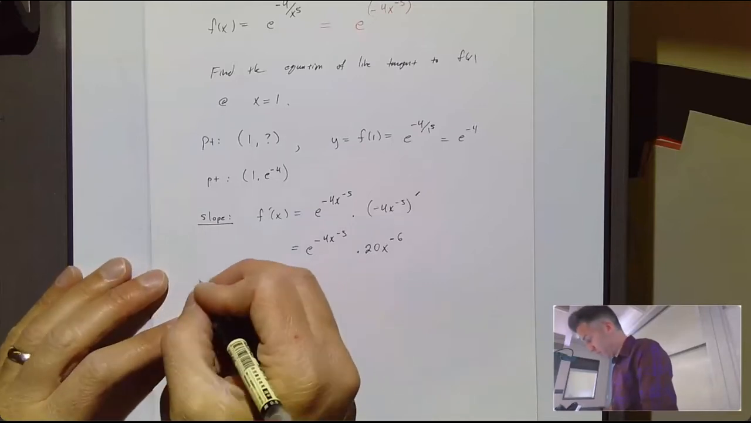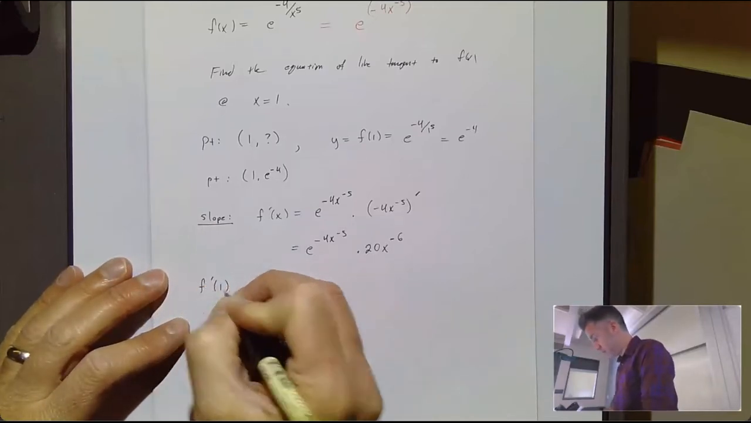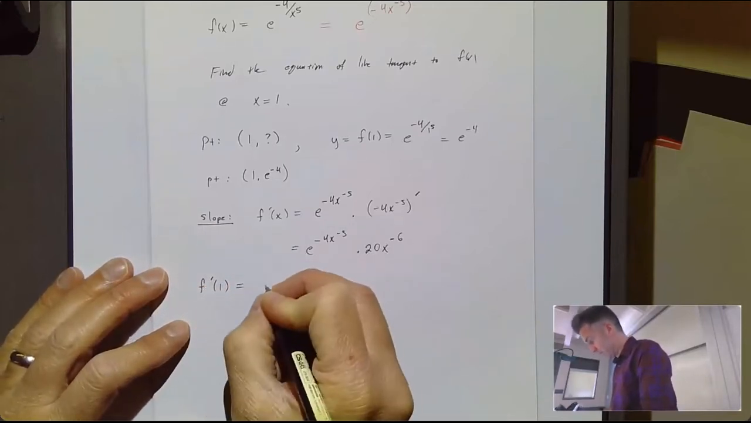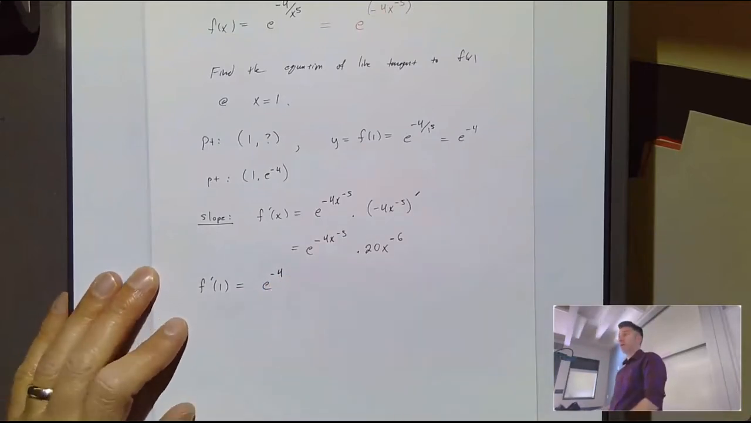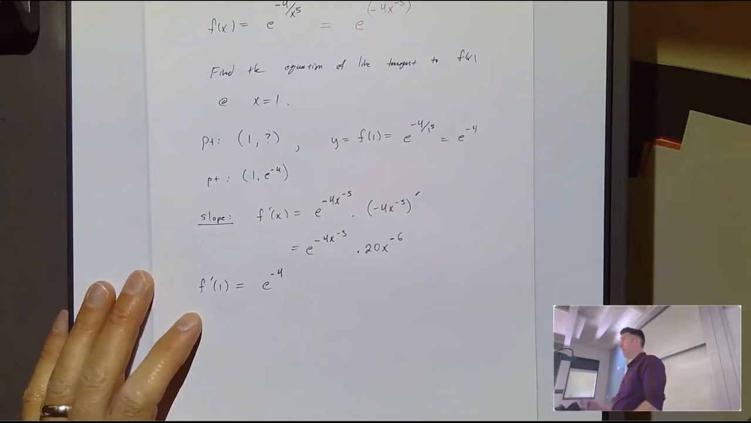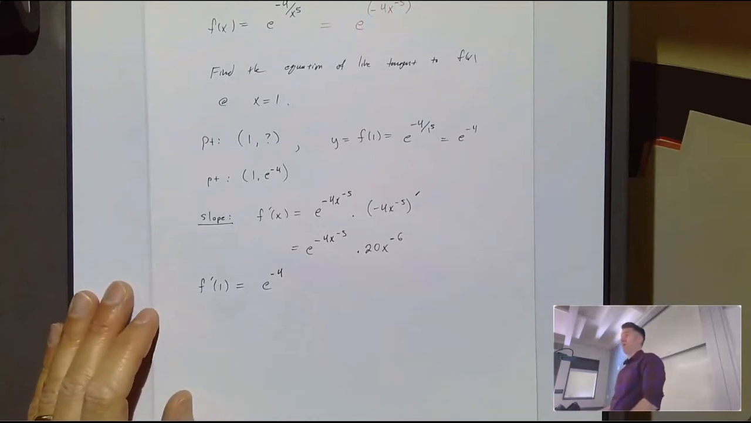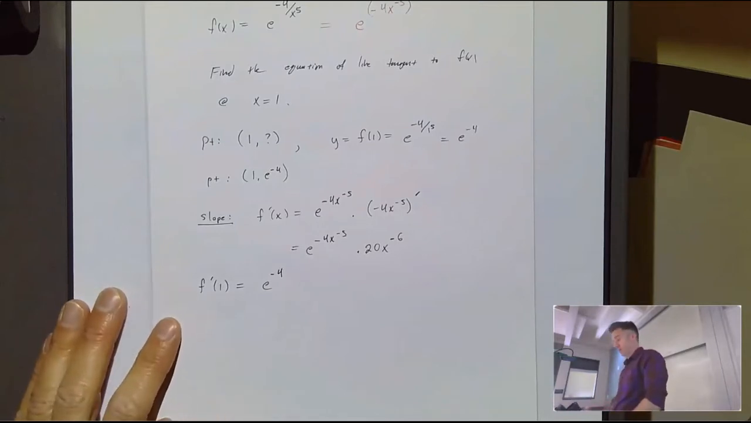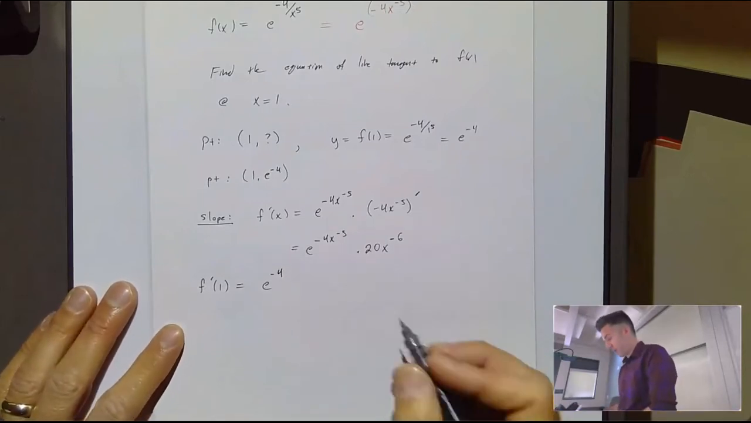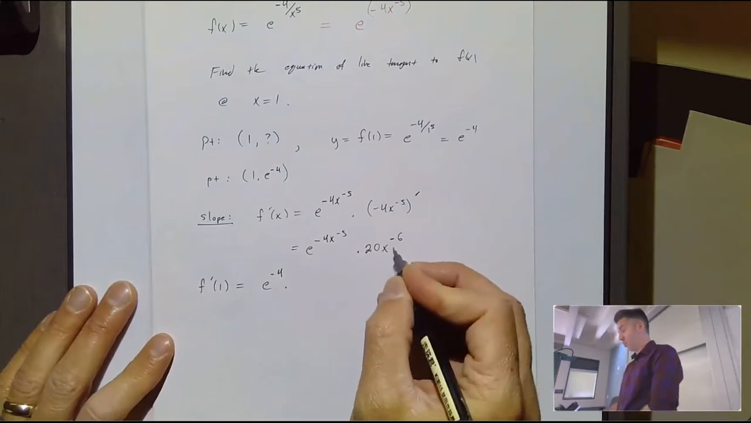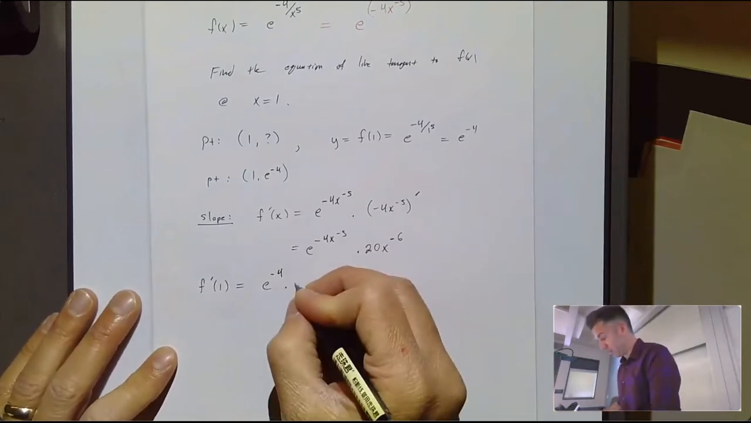So my slope is going to be f prime of 1, which is going to be e to the negative 4. Okay, I could write times 1 to the negative 5th, but 1 to any power is 1, and multiplying by 1 doesn't change anything. So e to the negative 4 times 1 to the negative 5th is just e to the negative 4. And in a similar way, 20 times 1 to the negative 6th is just going to be 20.